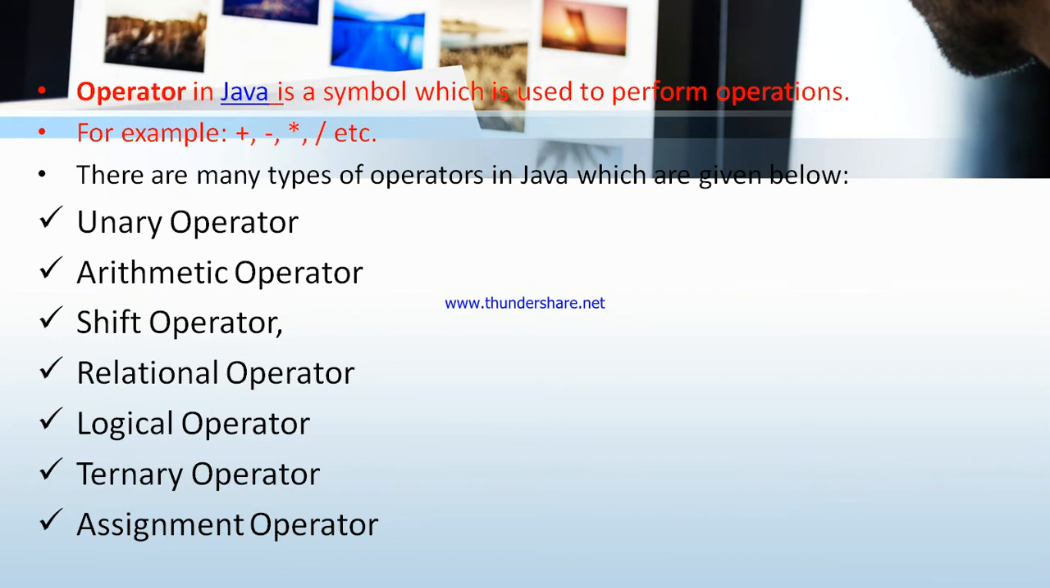First of all, you should know what an operator is. Similar to the C programming language, an operator in Java is a symbol which is used to perform operations, for example plus, minus, multiplication, division, etc. There are many types of operators in Java, like Unary Operator, Arithmetic Operator, Shift Operator, Relational Operator, Logical Operator, Ternary Operator, and at last Assignment Operator. A few of them we are going to see with a practical demo.